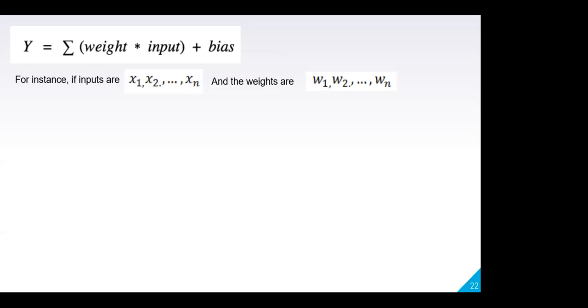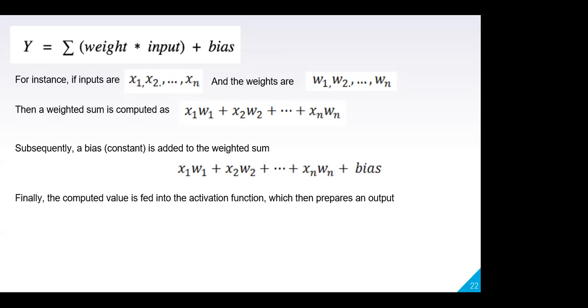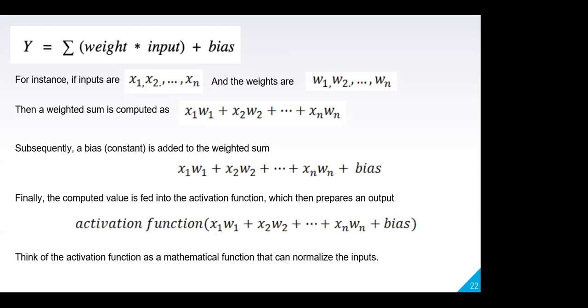And of course, these are just variables. Then our weighted sum will be x1 times w1, x2 times w2, and xn times wn all the way. So that's the summation of the weight times the input. And then you add a constant to that sum, which is the bias. Then this value is fed into the activation function, which then prepares the output. The activation function is a mathematical function that normalizes the inputs.